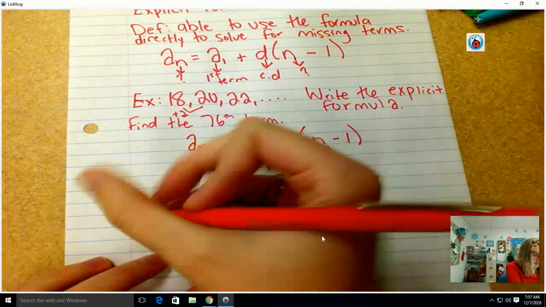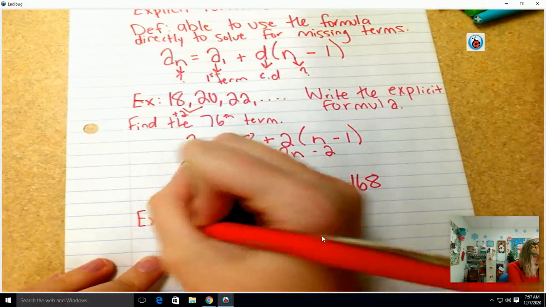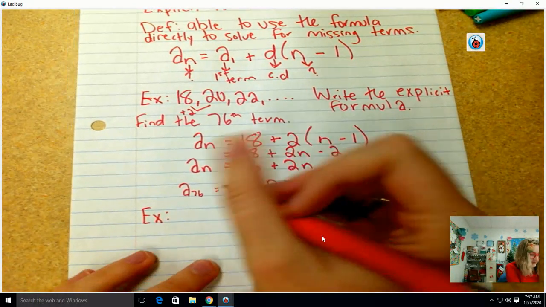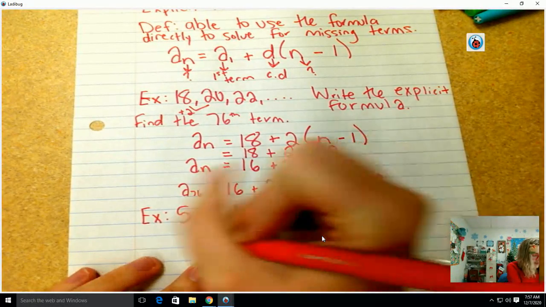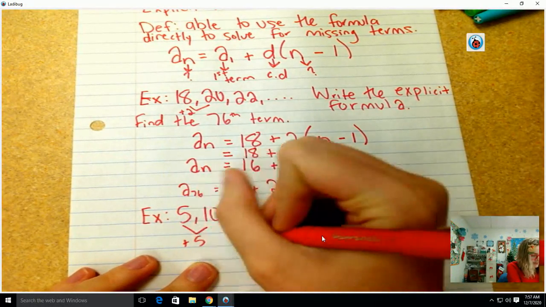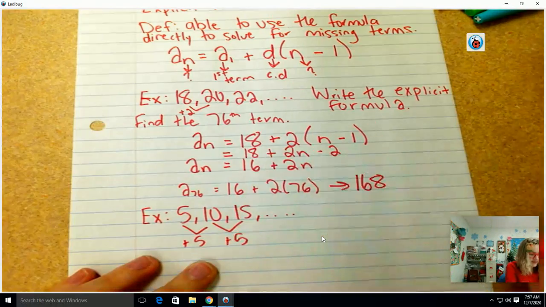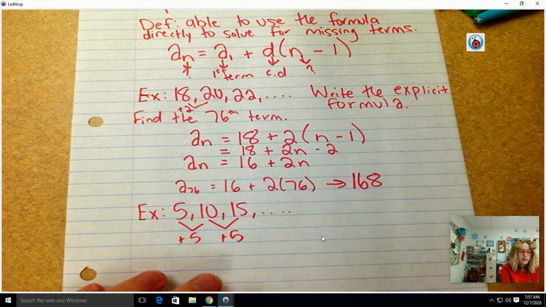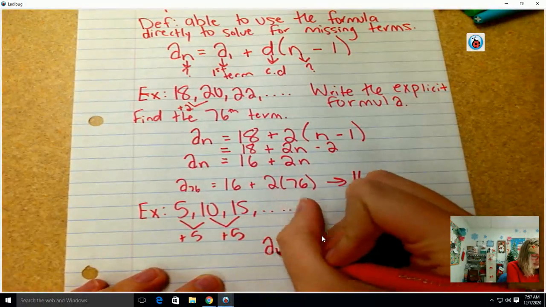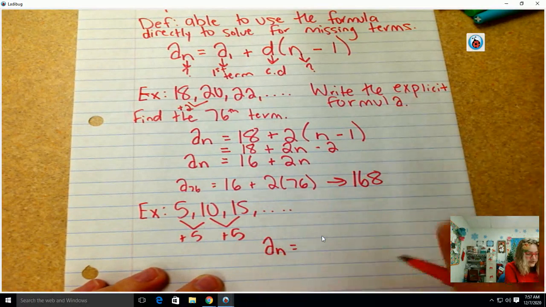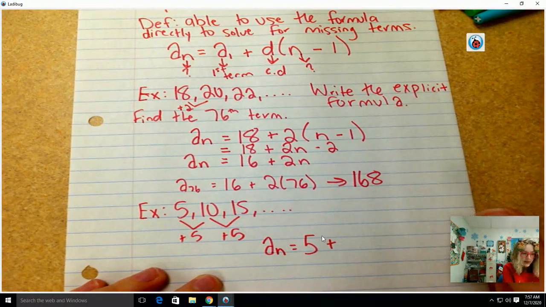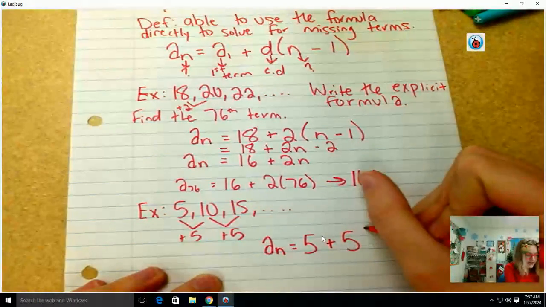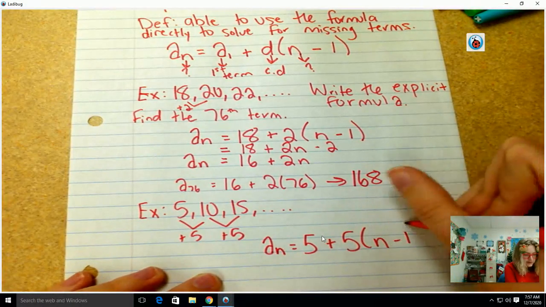So for another example, if we have 5, 10, 15, ... our common difference is going to be 5, adding 5 each time, and I want to just write the explicit formula. So I'm going to have a_n is equal to my first term. My first term is 5, plus my common difference is also 5, times n minus 1.